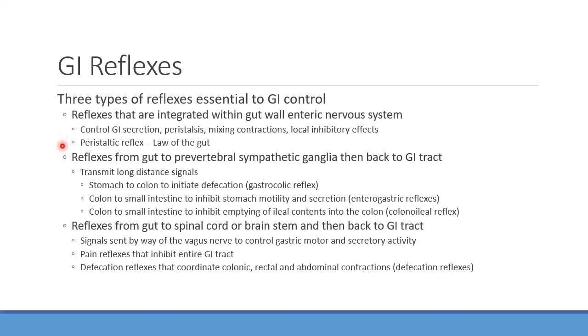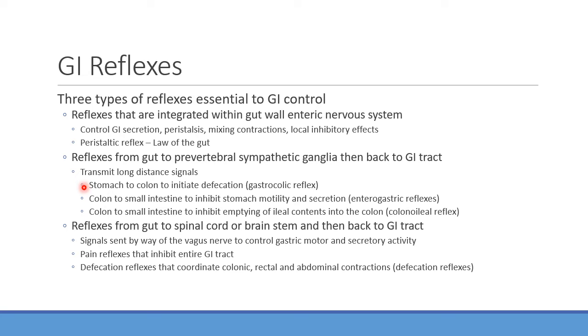Next, you have the reflexes going from the gut to the paravertebral sympathetic ganglia and back to the GI tract. These are good for communicating over long distances. The previous one goes over short distances, really just inch to inch along the GI tract. However, with longer distances you can do things like signaling from the stomach down to the colon to initiate defecation.